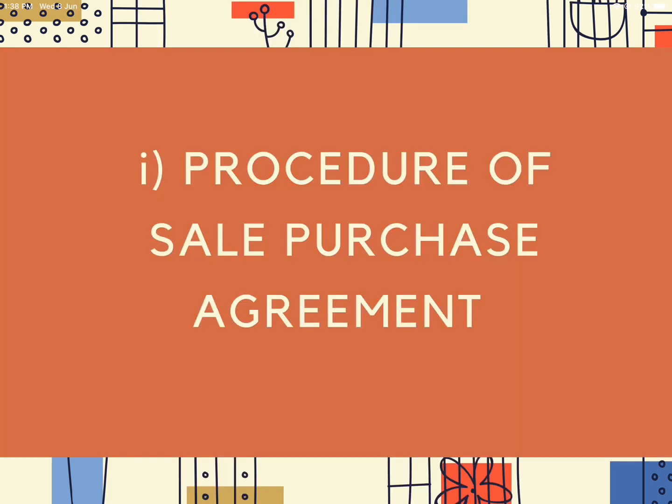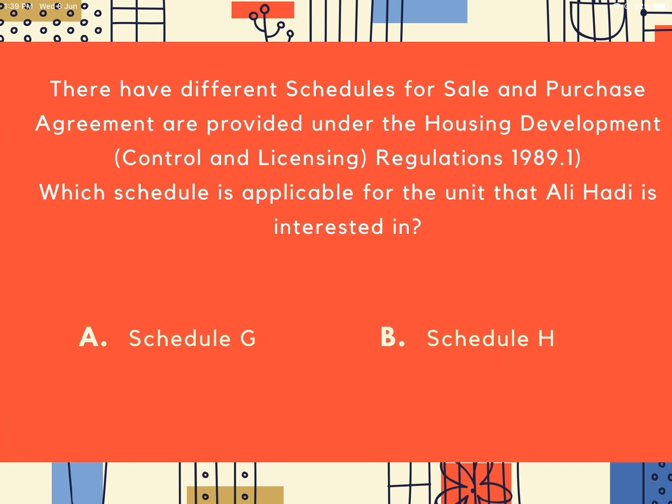The first session of this quiz would cover the procedure of sale and purchase agreement. In order to make a person lawfully purchase a housing property, there is a must for them to go through and sign the sale and purchase agreement. Hence, in order to safeguard the purchaser, there are different schedules for sale and purchase agreement that are provided under the Housing Development Regulation 1989. So, the question here is, which schedule is applicable for the unit that Ali Hadi is interested in?